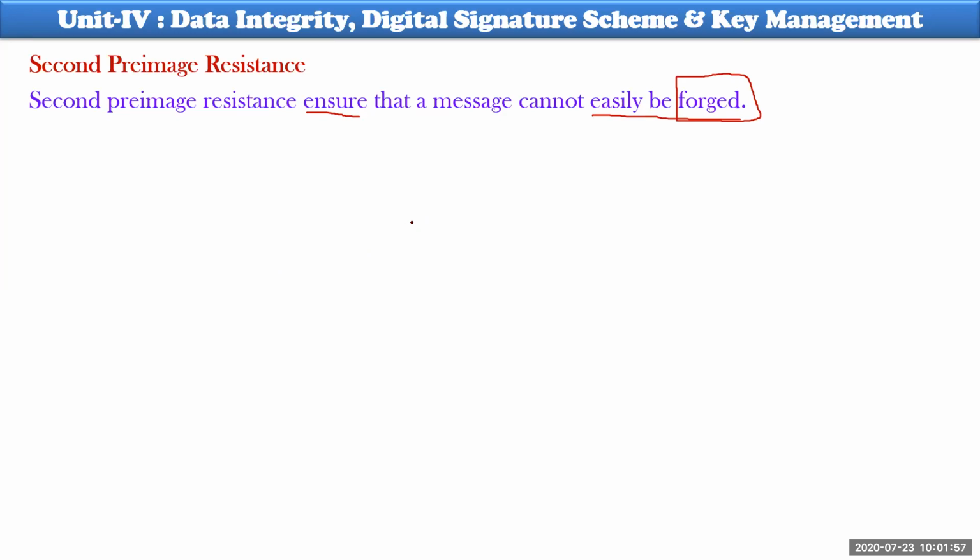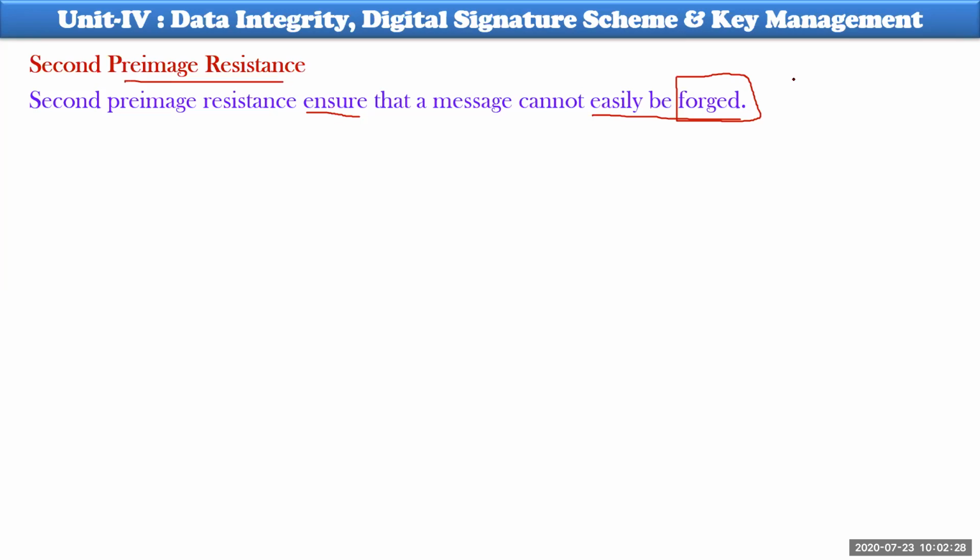But the problem is, the security measure is including the message. We generate one digital signature, and that digital signature will be merged with the message and sent to the recipient. Okay, what exactly happens at this point? Already we have seen some kind of issues here. Second pre-image resistance will always ensure the second pre-image.